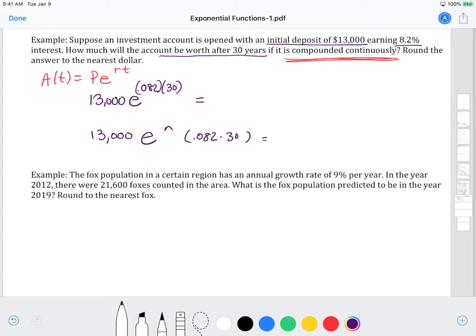Okay, when you hit enter, you are going to get 152162.55. So $152,162.55.